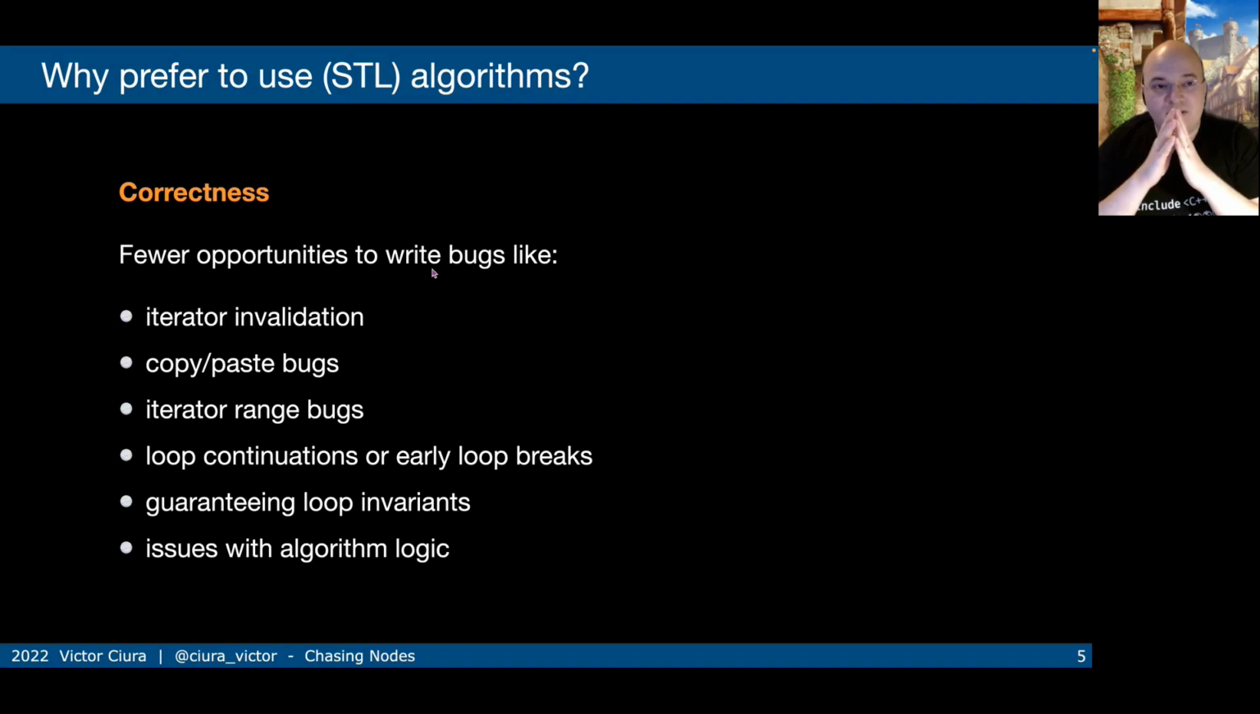In general, we should prefer to use baked algorithms. As I'm talking C++ here, I'm talking about the STL algorithms, but in general, think about what is in the box, what's offered by your programming language, by your standard library, by your third-party set of algorithms or packages. Think about correctness. There are fewer opportunities to write bugs if you don't roll your own. There are so many things related to iterator validation when using STL data structures, or various silly mistakes like copy-paste bugs when dealing with iterators or for loops or sentinel values and conditions to stop or exit a loop.